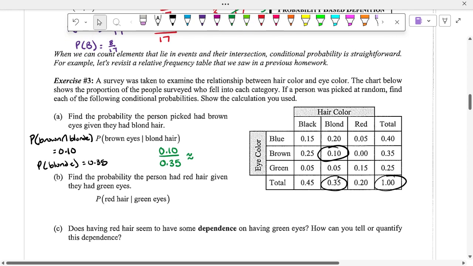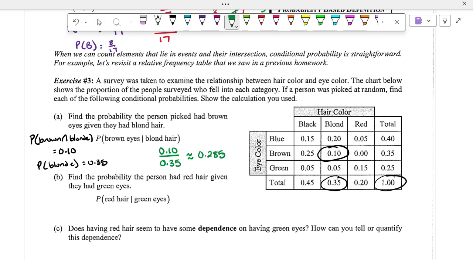It's what? 0.285. So 0.285. Is that rounded or is that exact? It's rounded? Okay. So I thought.